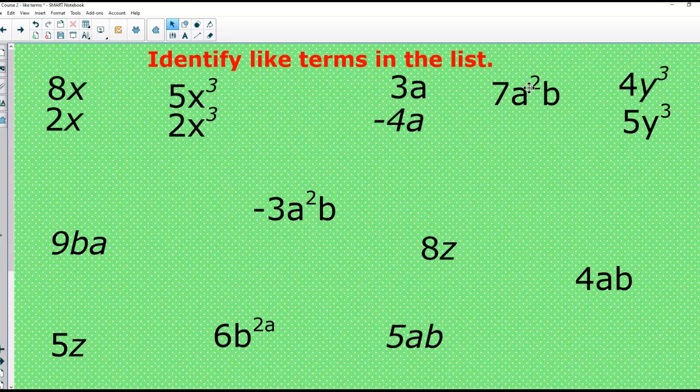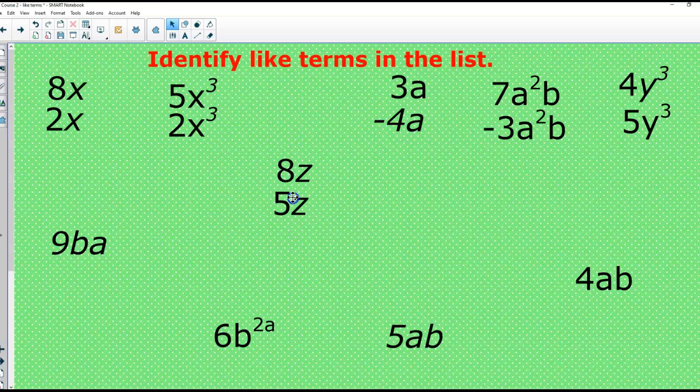Okay? So how about 7a to the second and b? Okay, so I need something that has an a to the second power and a b. And if I look, this one has an a to the second power and a b. So again, doesn't matter that it is negative. We are okay with that. This one says 8z. So no exponent. So I need a z with no exponent. And I believe these two would go together.